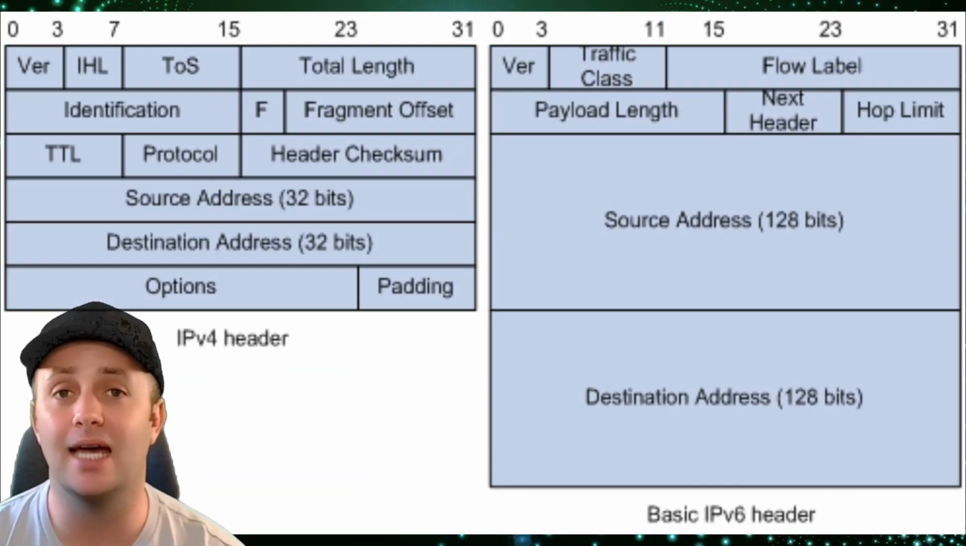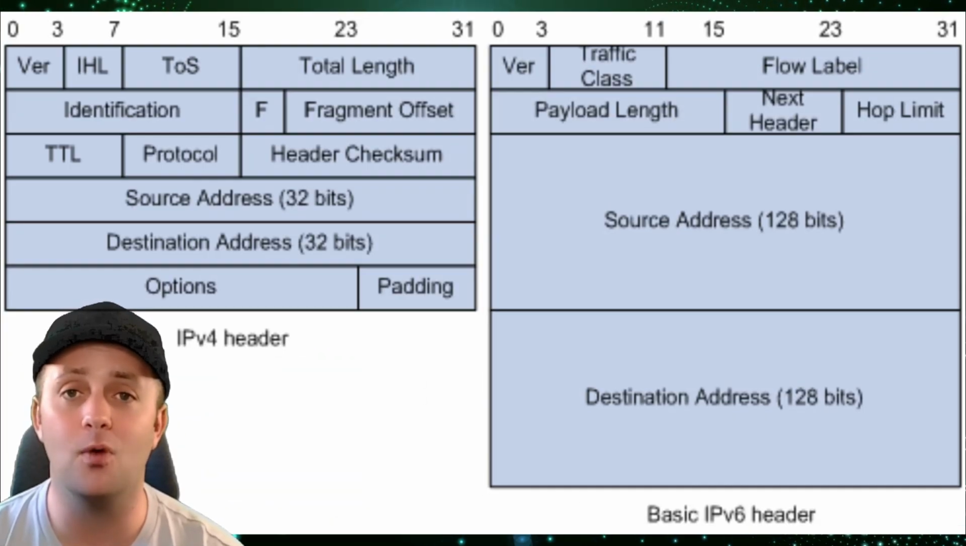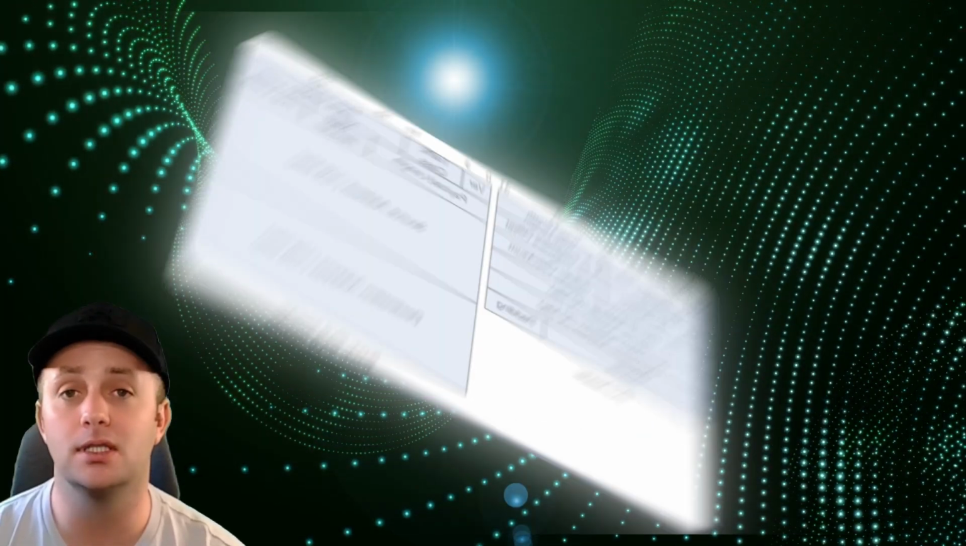IPv6 also includes several improvements over IPv4 when it comes to efficiency and security. For example, IPv6 headers are simpler than IPv4 headers, which makes packet processing more efficient for routers. Additionally, IPsec, or Internet Protocol Security, is baked into IPv6, providing stronger encryption and authentication by default.